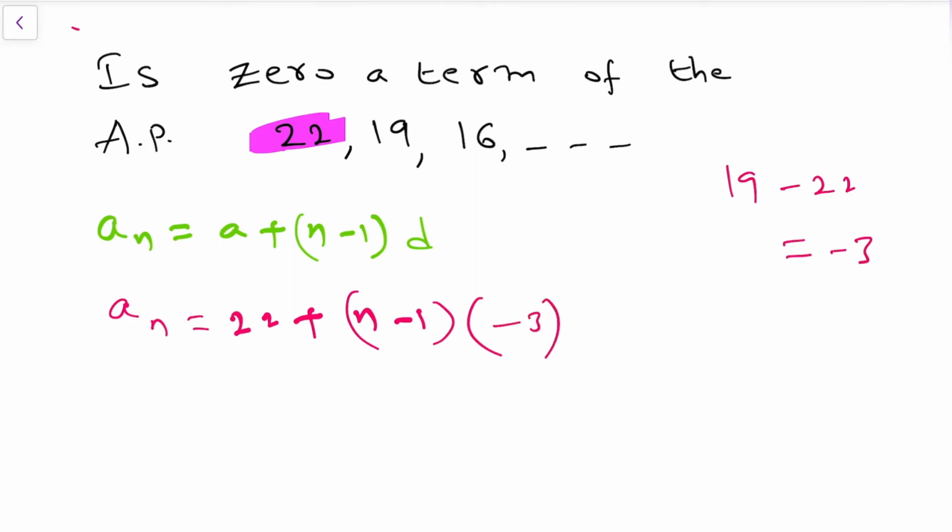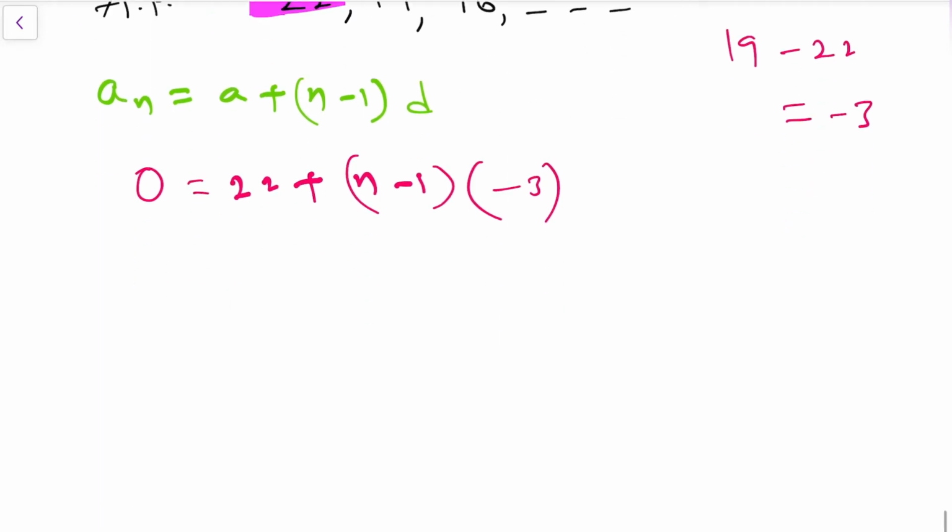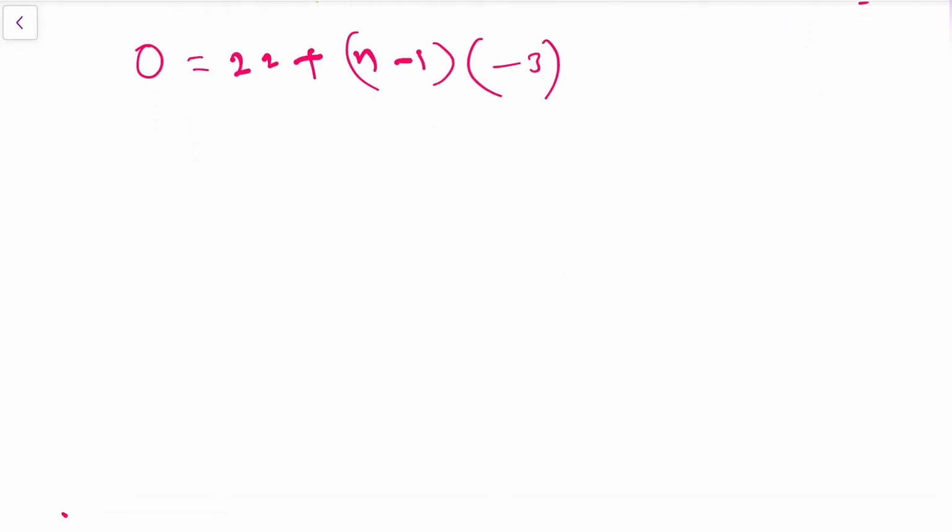These numbers are in descending order, so definitely the difference will be negative only. Now, in the question he clearly mentioned is 0 a term or not. So is the number 0 there or not there. That 0 we need to substitute in the place of an, not in the place of n. Keep this in mind, it is completely in the place of an, because it is the nth term. So 0 is there or not there. Okay, now let us simplify this.